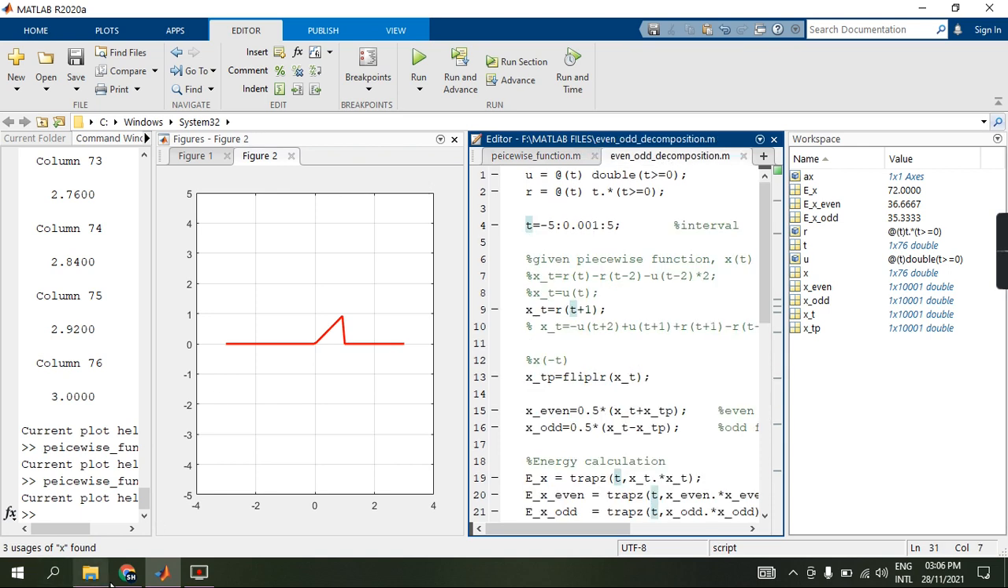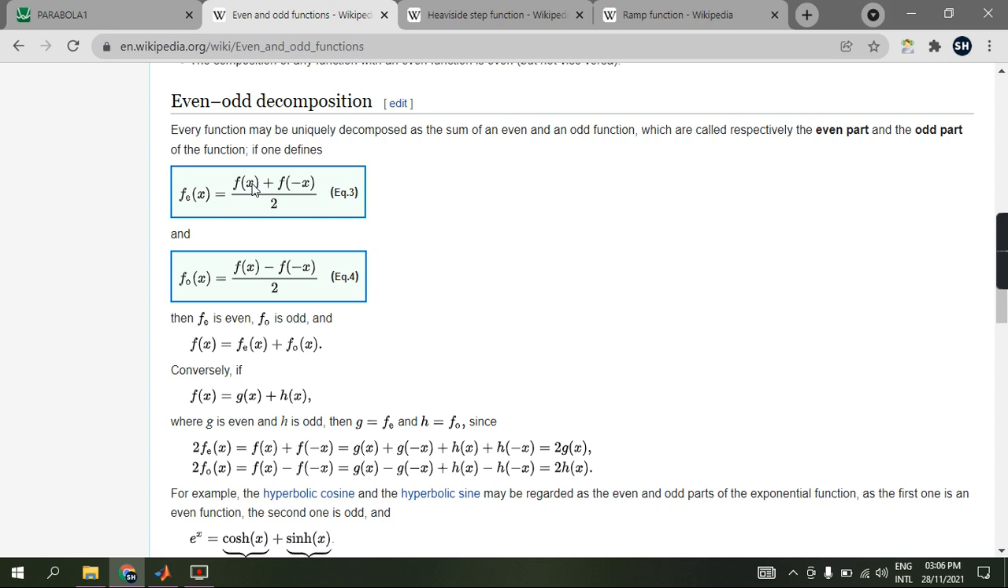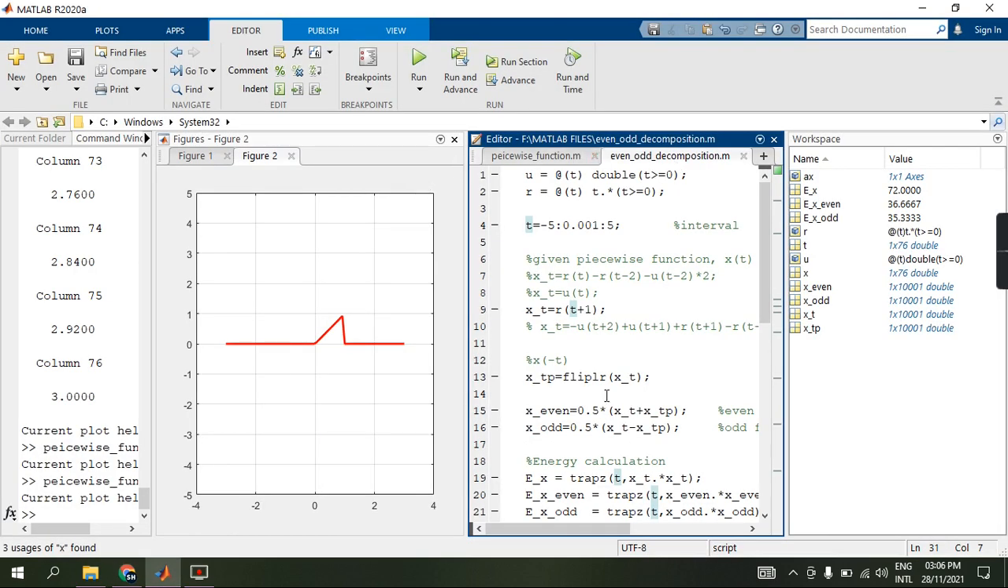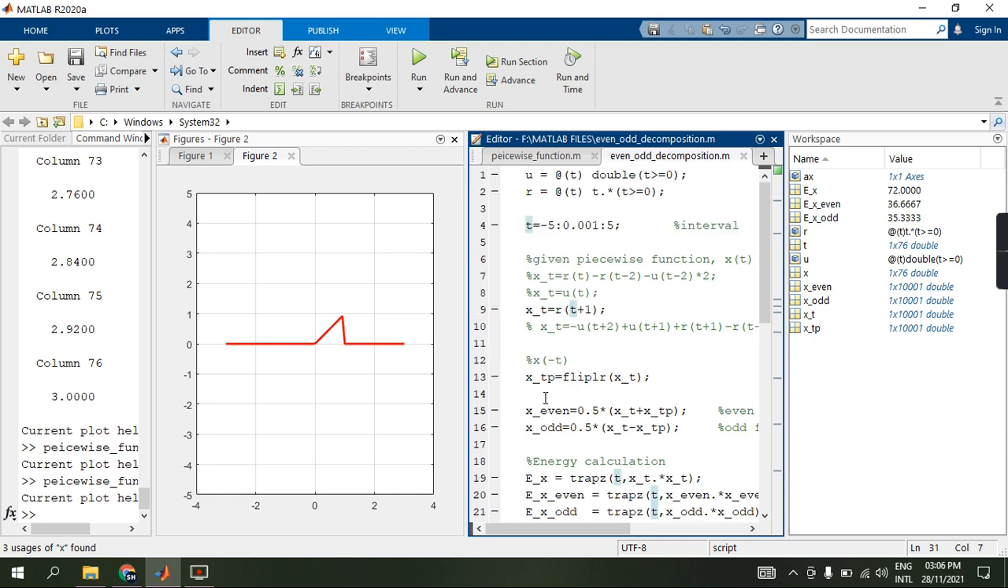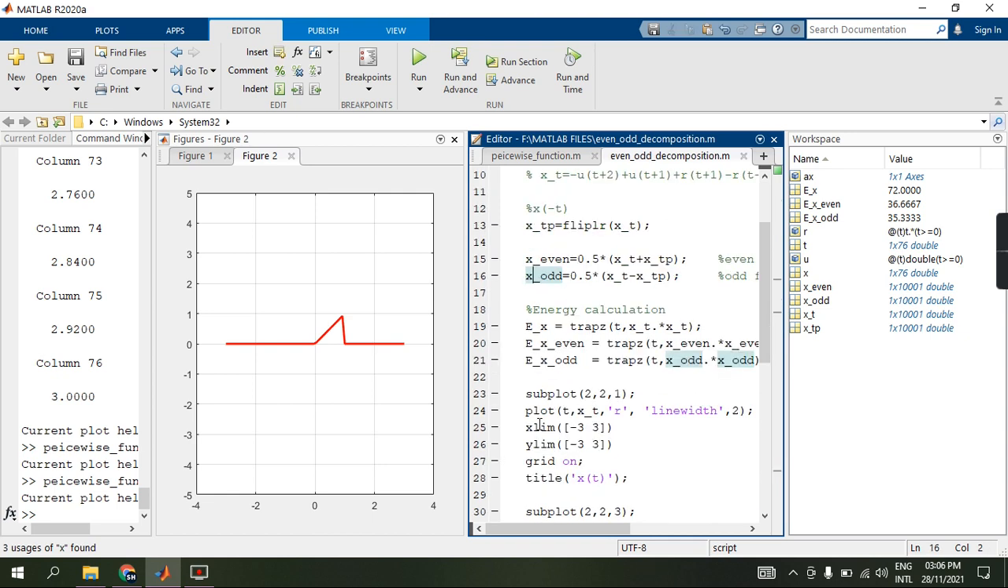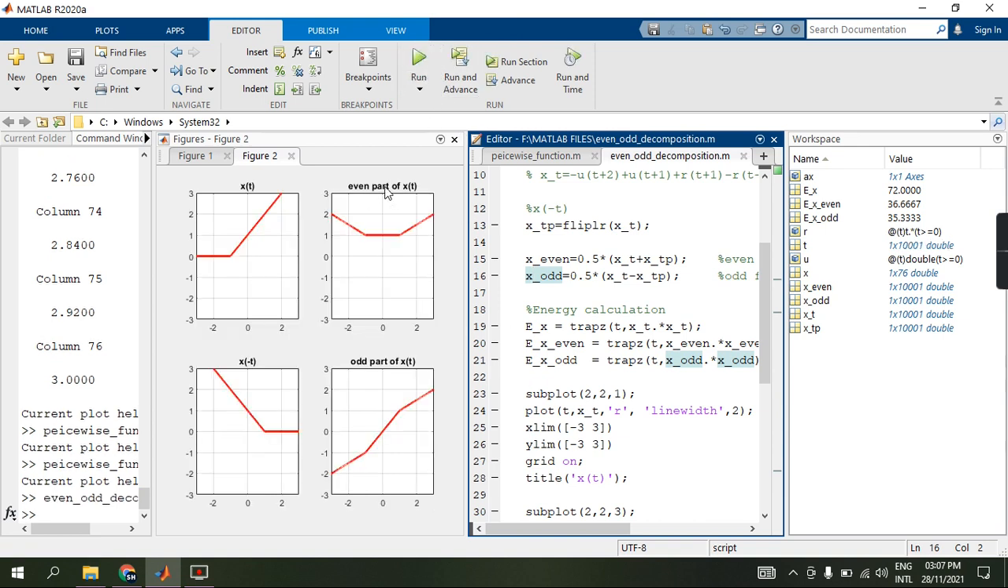And for even and odd decomposition, we have easy equations. For the even function, we have f of x plus f of minus x divided by 2, and f of x minus f of minus x divided by 2 for odd functions. So there is the code. I'll give the code in the description box. Here is the x(t) function, the normal function, and here is x(-t). This is the even function, and this is the odd function. Here we can also easily calculate the energy using the trapezoid function.